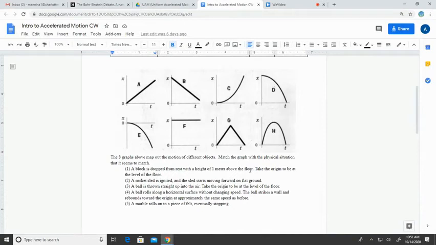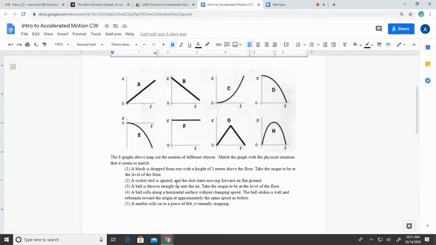Well, the best way to see this is honestly to practice a little bit. You'll notice there are 8 graphs right here. These are 8 different position time graphs. I've given you 5 different scenarios, and I would like you to go piece by piece through these and try to figure out which graph matches with which scenario.